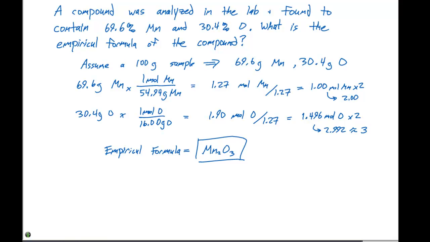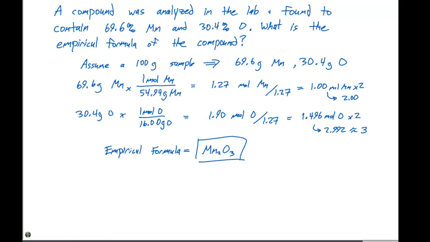So again, to reiterate, we first express the composition in grams. Okay, we're not given grams here, we're given percentages, so we're going to assume a 100-gram sample. That gives 69.6 grams of manganese and 30.4 grams of oxygen. We now need to determine the number of moles of each of those elements, so we convert grams to moles. That gives us our moles for both the manganese and the oxygen.